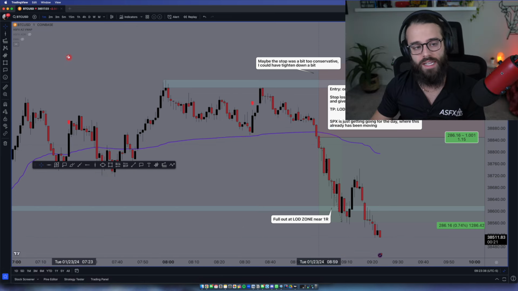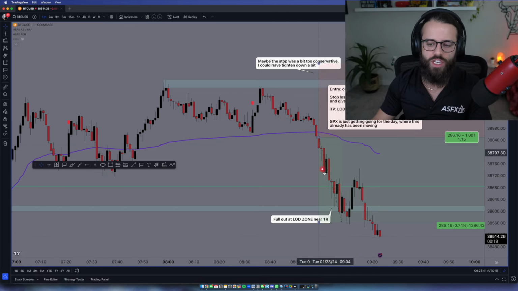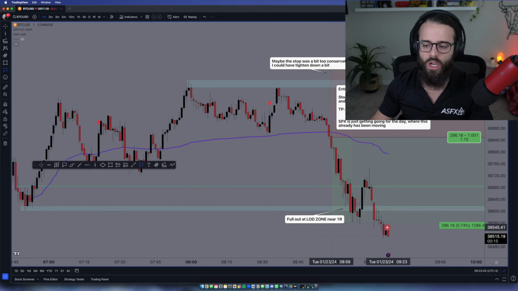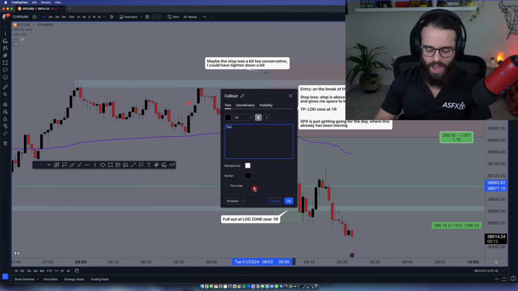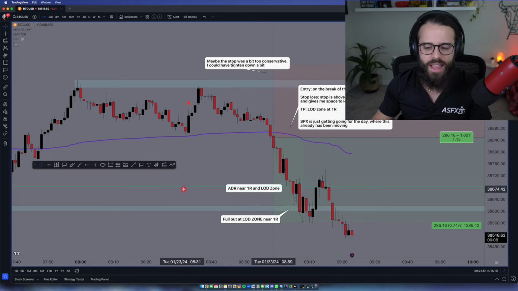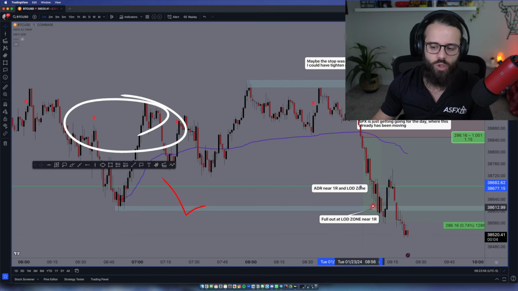Now, the last thing I like to do is check ADR. And you can see we were trading rate to ADR because we had already tapped average daily range back here. So then I'll put the ADR on here and say ADR near 1R and low of day zone. Now I'll trade into that ADR because it's already hit this price today and I'm trading right back to there.